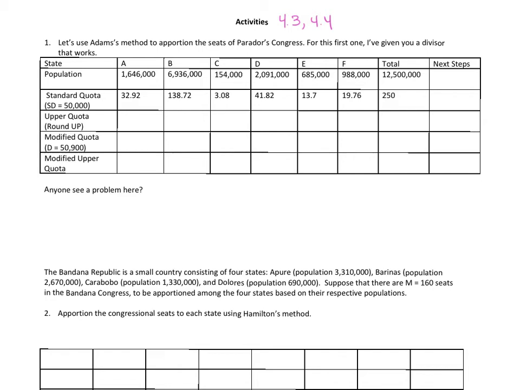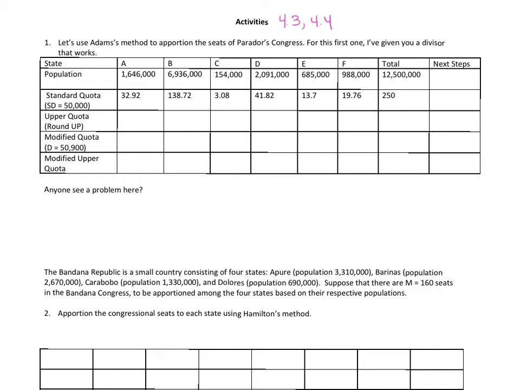Hi, these are the lesson activities for sections 4.3 and 4.4 for Math 117, mathematical problem solving. Okay, number 1, we're going to use Adams' method to apportion the seats of Parador's Congress. For this one, I have given you a divisor that works rather than making you find one.